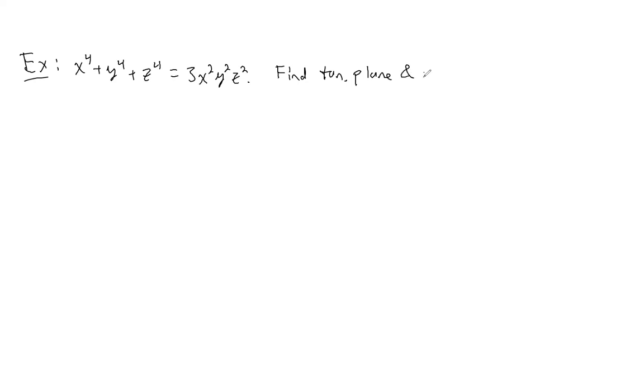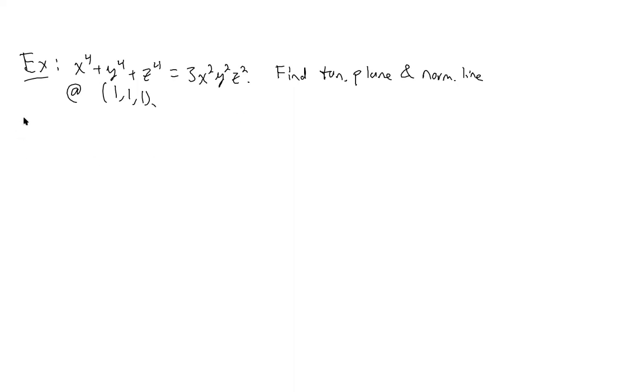Let's do another example just so we can see this in action one more time. Let's suppose that we want to look at the surface defined by, I don't know, let's say x to the 4th plus y to the 4th plus z to the 4th equals 3x squared y squared z squared. So we want to find the tangent plane and the normal line. We're going to find these things at the point 1, 1, 1.